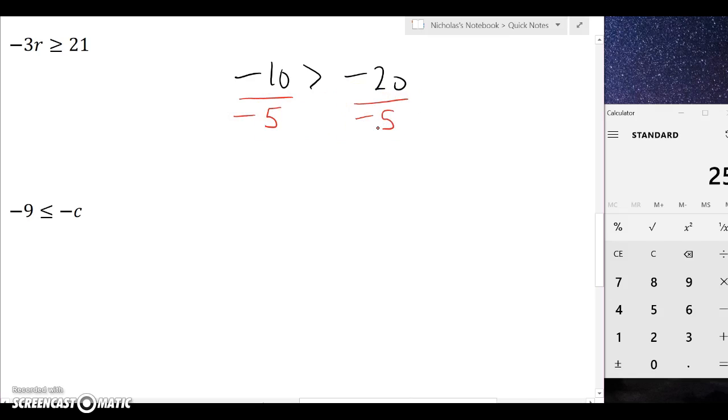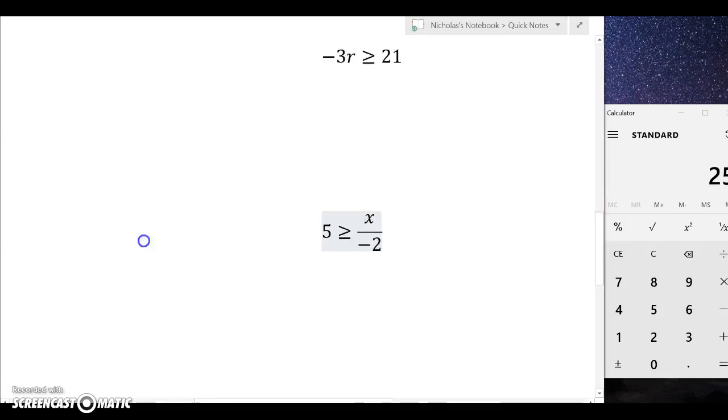-10 divided by -5 is going to give us a +2. And -20 divided by -5 gives us a +4. And then you see again what happened to this sign from here to here. We see the sign flipped, right? The way it was going. So this brings us to a really important point, and that is if we multiply or divide both sides by a negative number, we are going to flip the sign, okay?